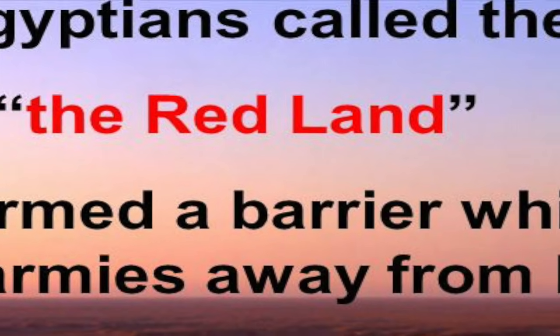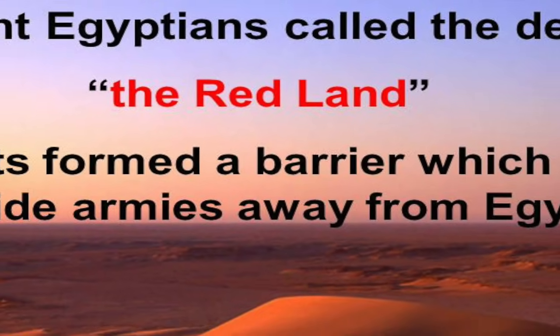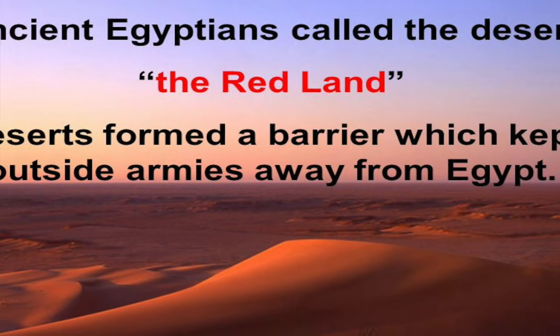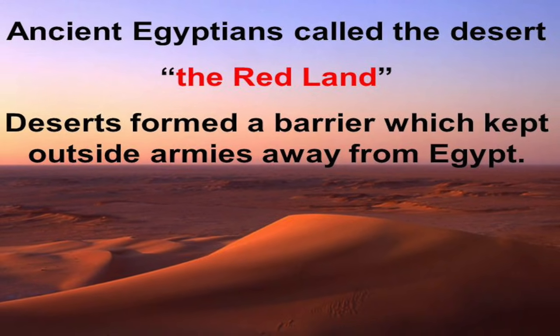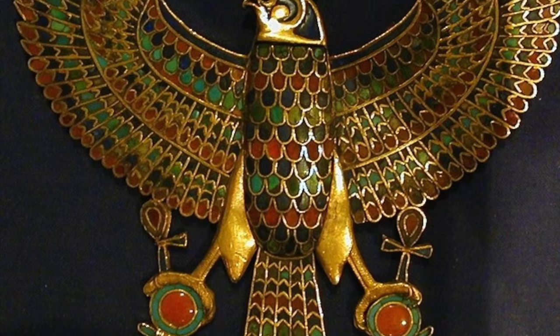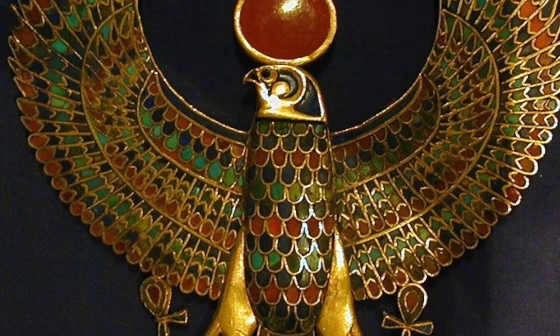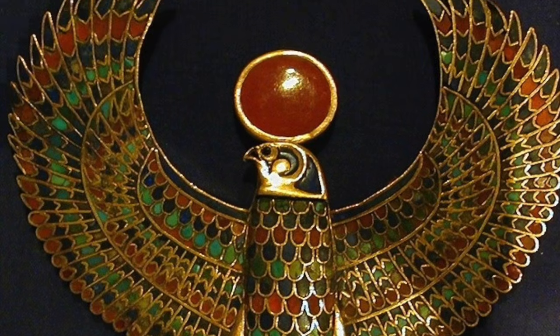The Red Land was the barren desert that protected Egypt on two sides. These deserts separated ancient Egypt from neighboring countries and invading armies. They also provided the ancient Egyptians with the source for precious metals and semi-precious stones.